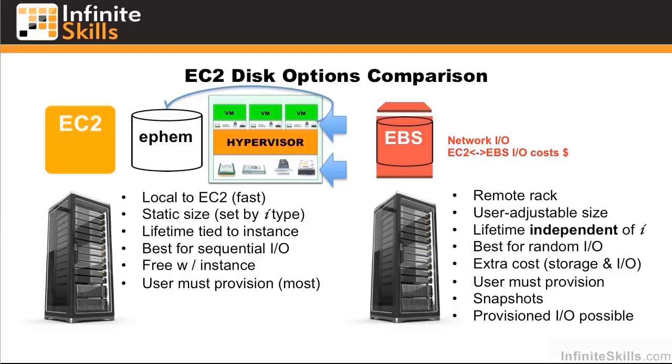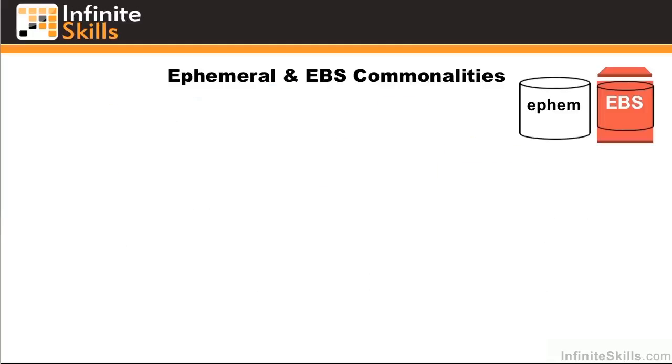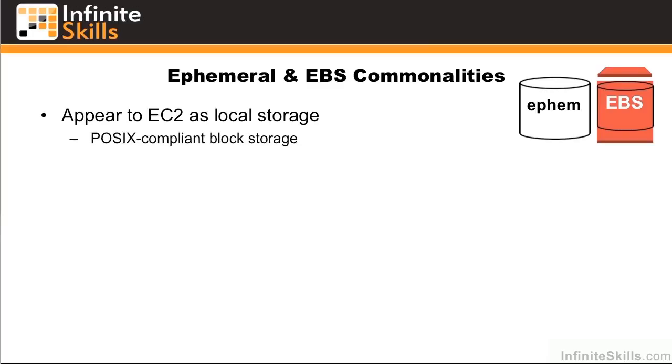One thing to think about: you would think that the EBS volumes are overall slower since they exist in another rack. But because these EBS volumes are so fast, they're actually comparable, in many cases faster, than the EC2 instance store. Let's look at some of the commonalities between these disk types. They both appear to the EC2 as local storage. They're both POSIX-compliant block storage. You can think of them as a 3.5-inch disk that you would just slide into a server and provision.